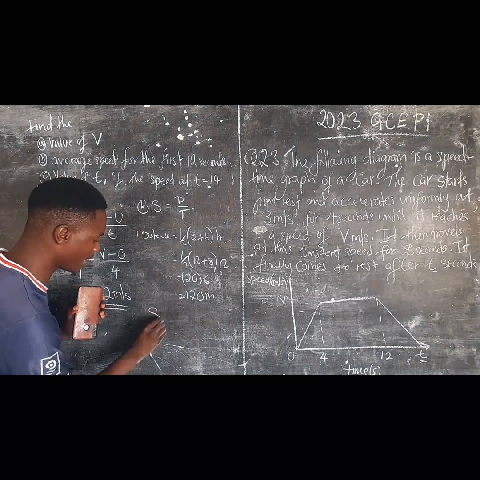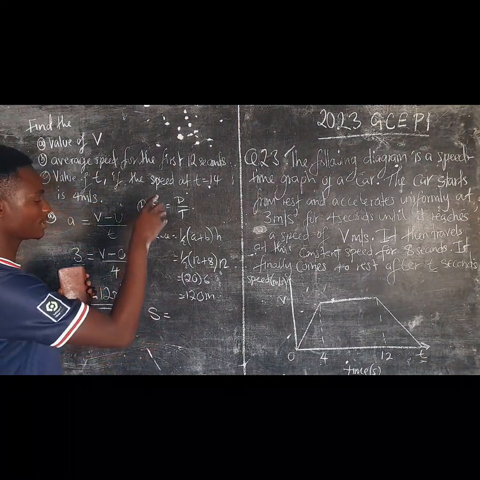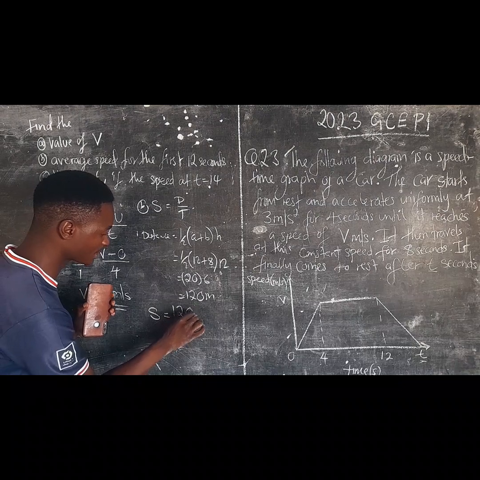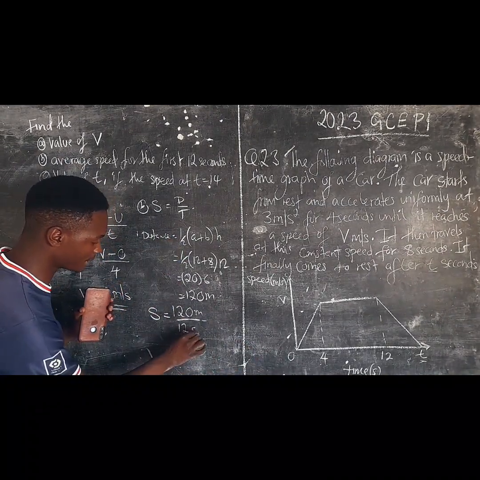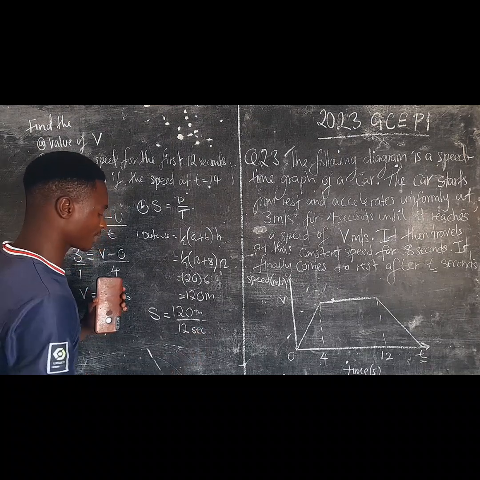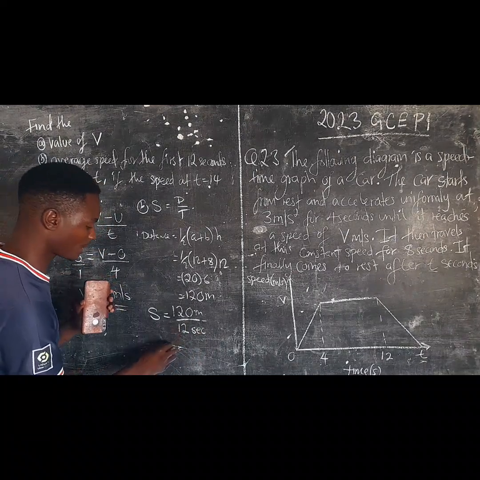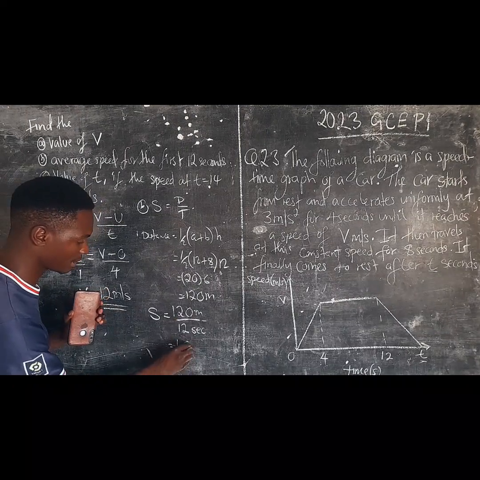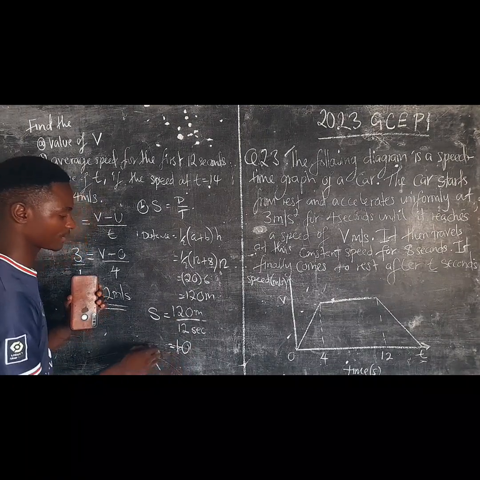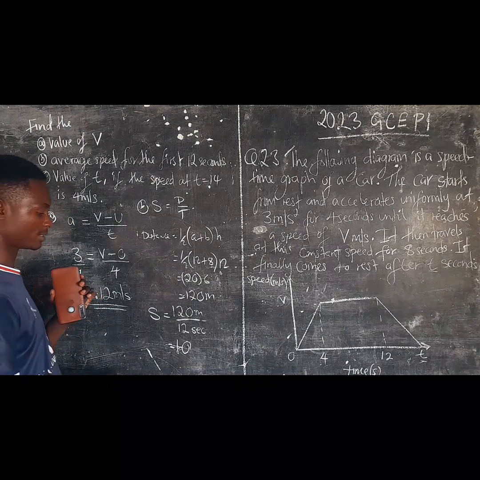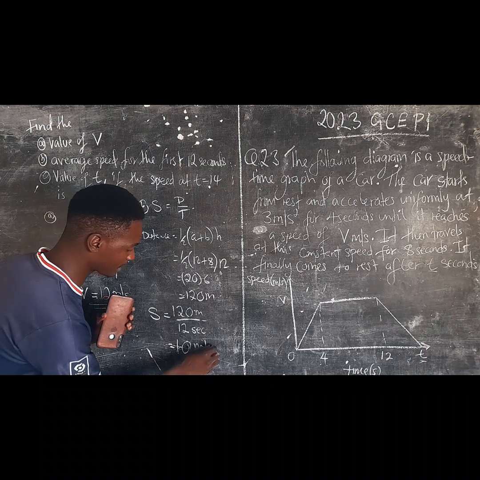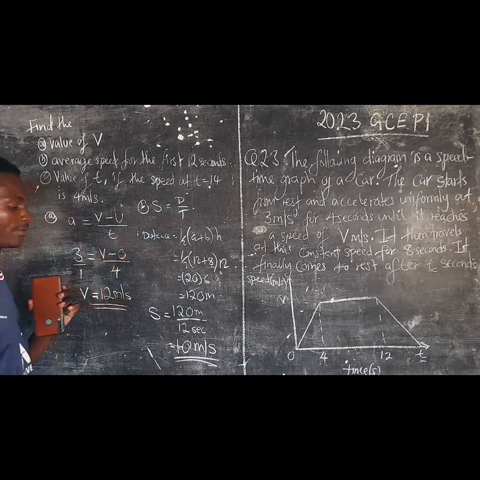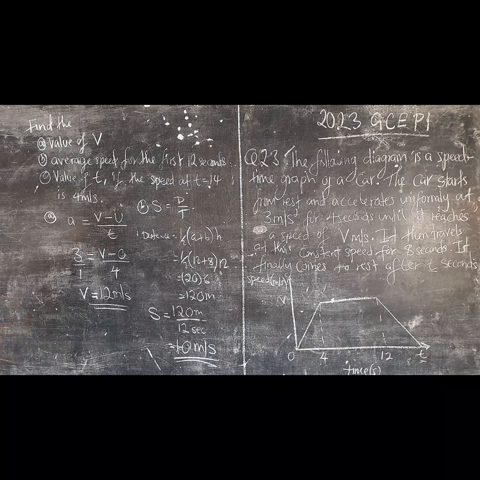Therefore, we can find the average speed. The average speed is equal to distance covered, which is 120 meters, over total time taken, which is 12 seconds. 120 divided by 12 is 10. And the units are meters per second, since we are finding the average speed. And this is the average speed of the car.